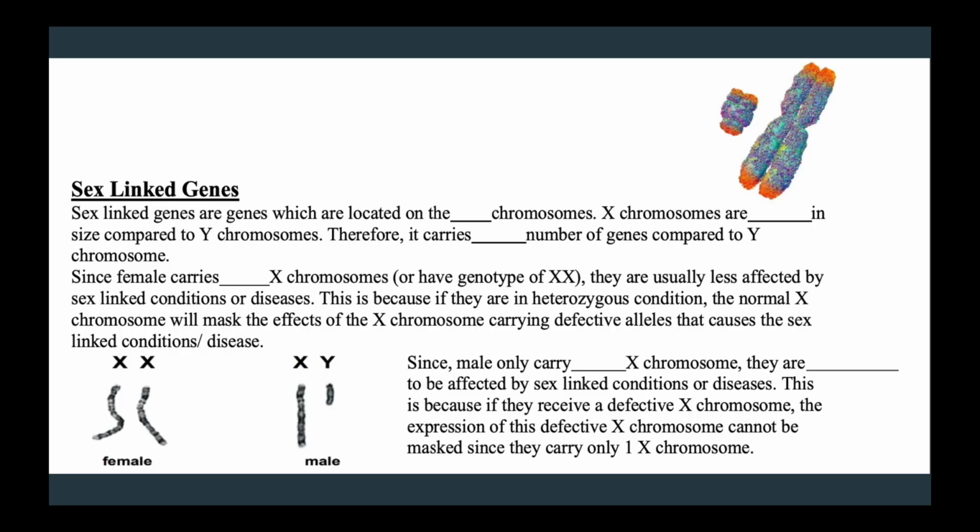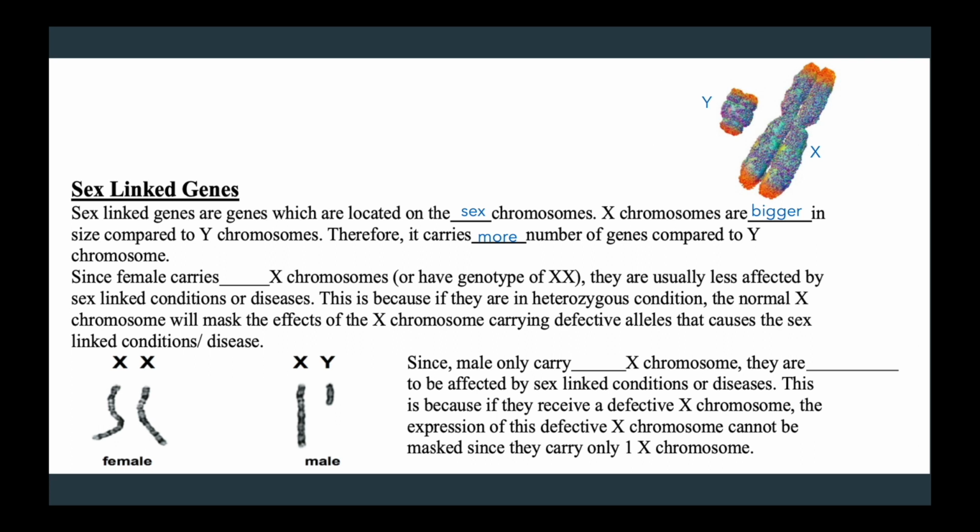Sex-linked genes are genes which are located on the sex chromosome. As we all know, there are two types of sex chromosome in humans. They are the X chromosome and the Y chromosome. The X chromosome, as you can see in the diagram, is larger in size compared to the Y chromosome. Due to this, X chromosomes are able to carry a lot more genes compared to the Y chromosome.